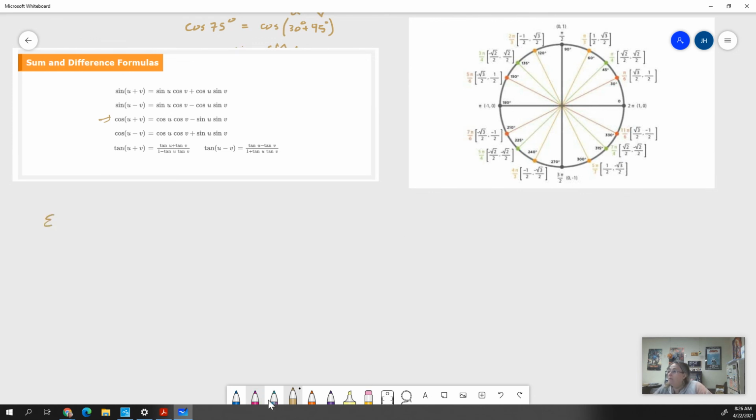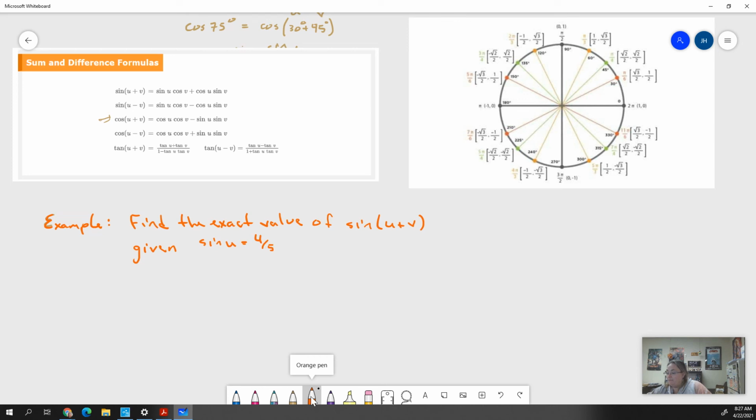I'm going to do it in orange. So this one still wants us to find the exact value. But this one is saying sine of u plus v, right? But it's saying that given sine of u equals 4/5, right?